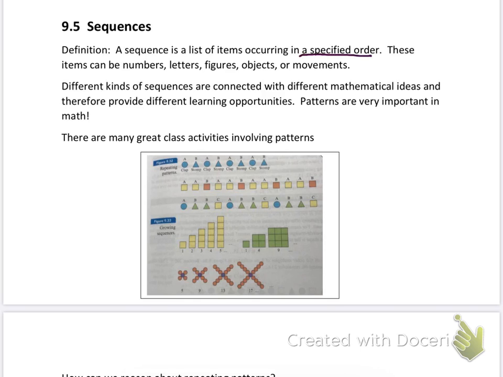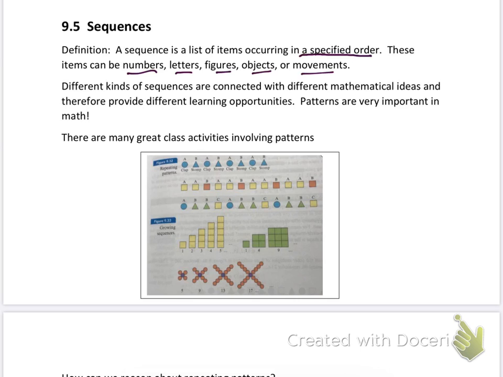These items can be anything: numbers, letters, figures, objects, or movements. Different kinds of sequences are connected with different mathematical ideas and therefore provide different learning opportunities. Okay, as I said, patterns are very important in math. So there are many great class activities involving patterns. So you can see in this first one, you have shapes that repeat.